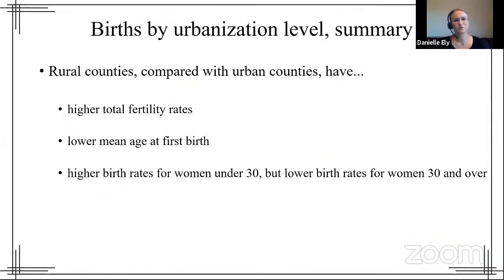So overall, when I was talking about the birth data by urbanization level, rural counties compared with urban counties have had higher total fertility rates and lower mean age at first birth, and they also had higher birth rates for women under 30, but lower birth rates for women 30 and older.